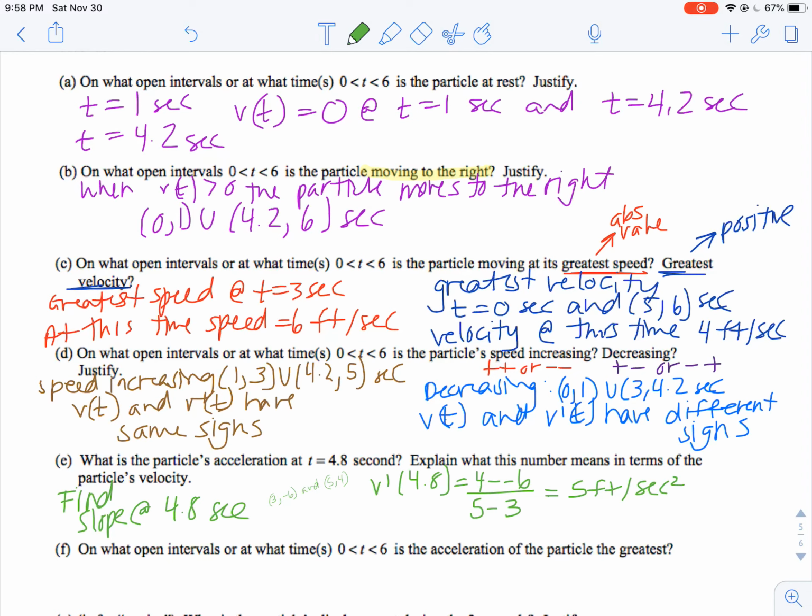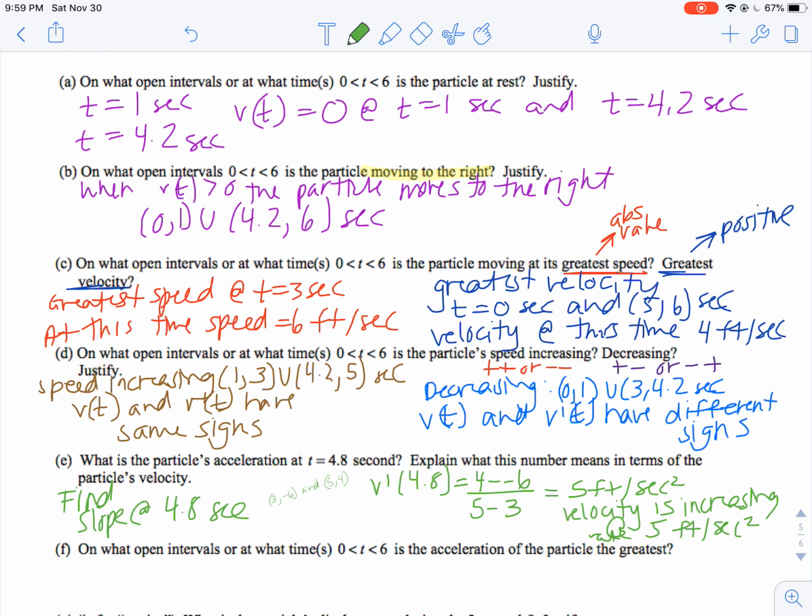And explain what this number means in terms of the particle's velocity. So if our acceleration is positive, our velocity is increasing at a rate of 5 feet per second squared.